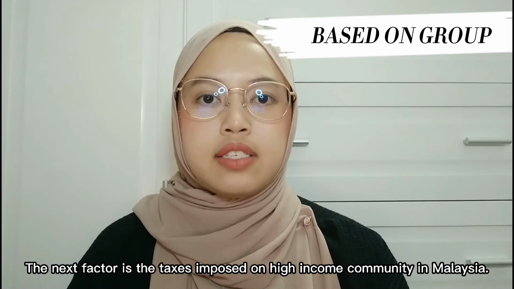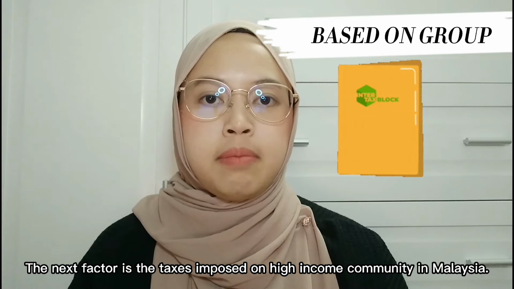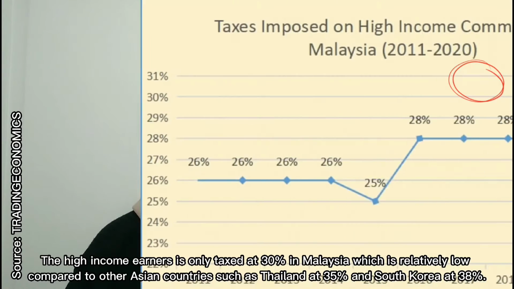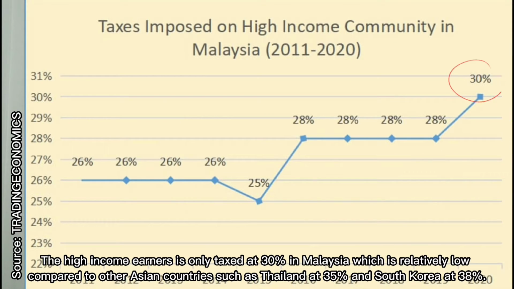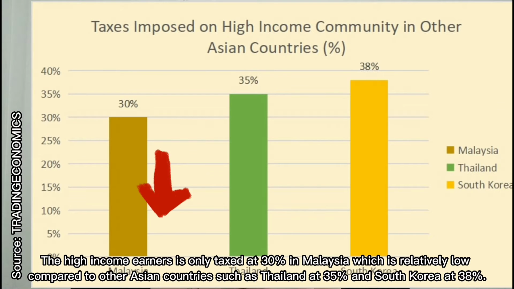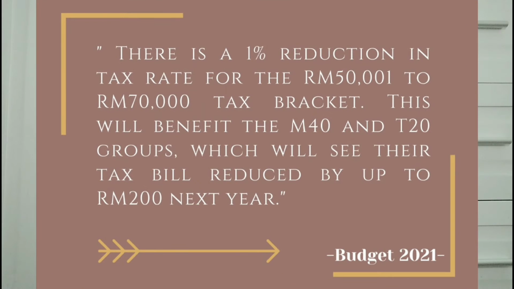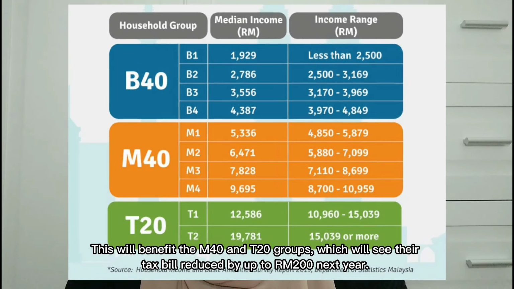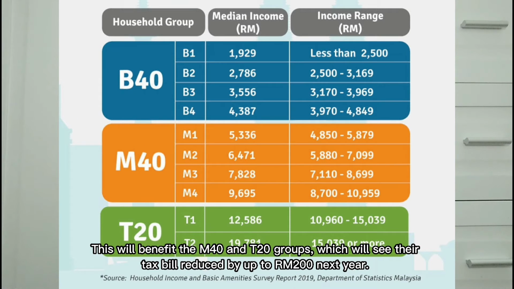Next factor is the taxes imposed on the high-income community in Malaysia. The high-income earners is only taxed at 30% in Malaysia, which is relatively low compared to other Asian countries such as Thailand at 35% and South Korea at 38%. According to Budget 2021, there is a 1% reduction in tax rate for the RM50,001 to RM70,000 tax bracket. This will benefit the M40 and T20 groups, which will see their tax bill reduced up to RM200 next year.